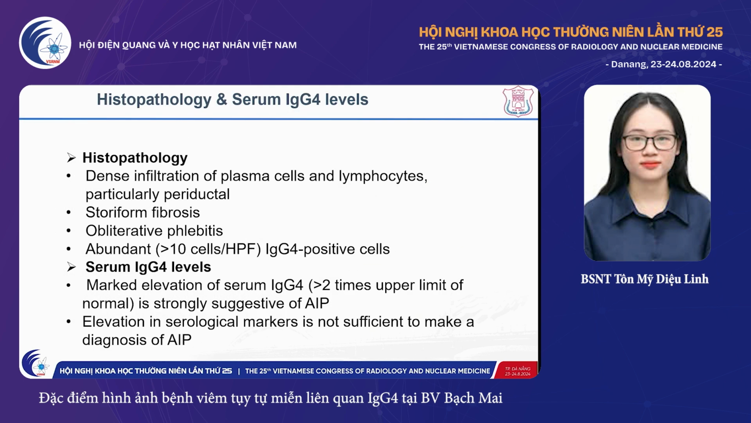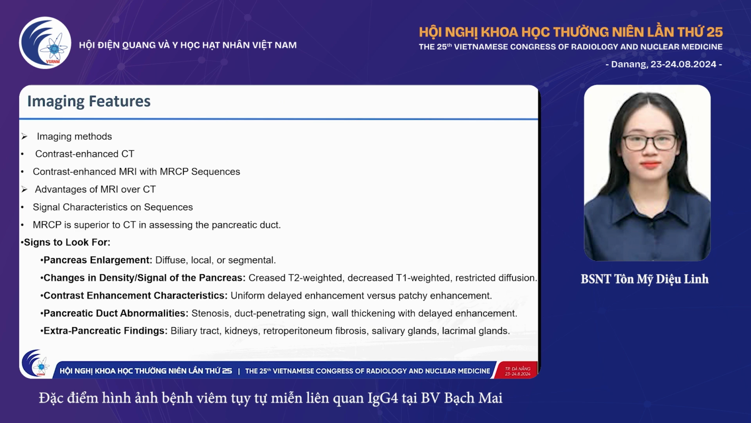And there are four typical features of histopathology that are mentioned in many diagnostic criteria, and a marked elevation of serum IgG4 is strongly suggestive of AIP. And contrast-enhanced CT scan or MRI, especially MRI, have many advantages in diagnosis, with the MRCP sequence in assessing the pancreatic duct.